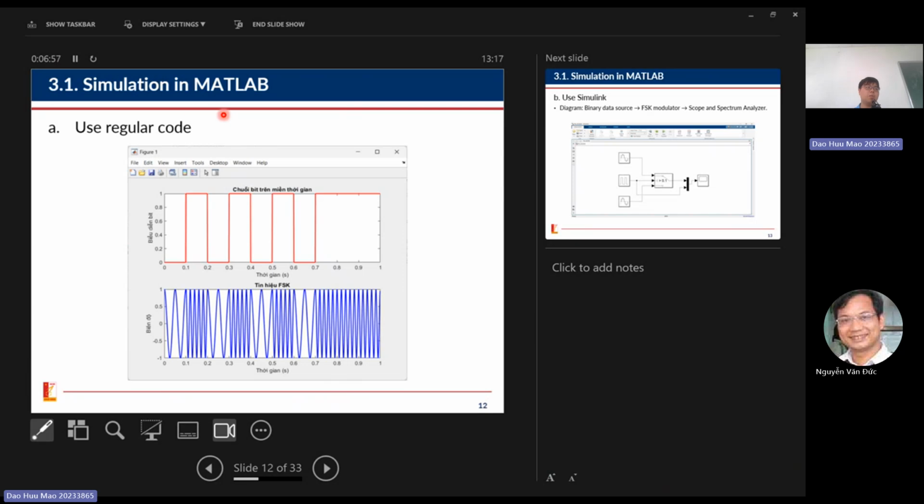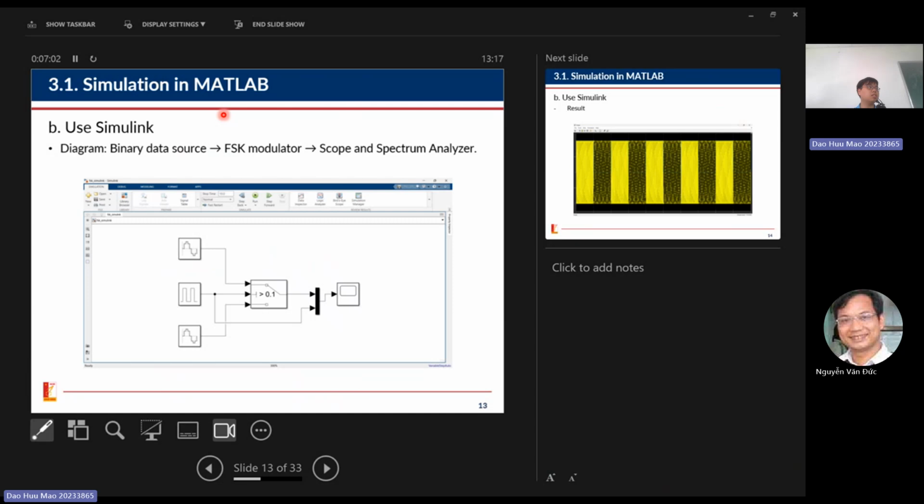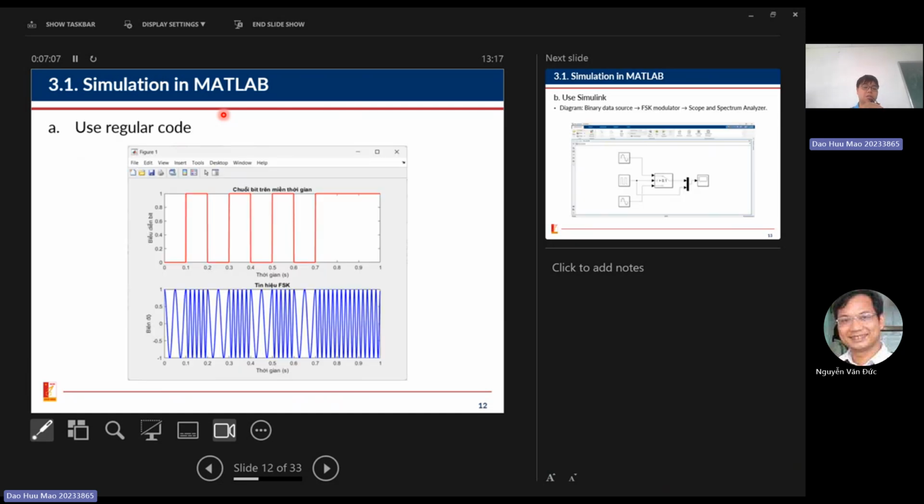With MATLAB, we do two methods. First is the regular code, and second is to use the simulation. For the regular code, we have the figure, as you can see in the picture, with the regular pulses here, and the sine wave signal: for the value 1 the frequency is higher, and for value 0 the frequency is lower.